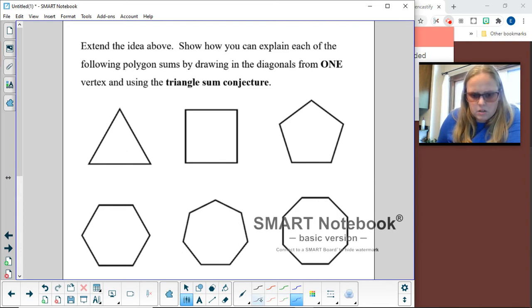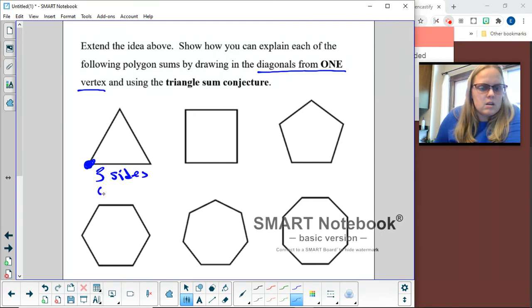All right, so now we're going to find the polygon sum conjecture based on the diagonals from one vertex. So we're going to take one corner and draw all the diagonals from that one corner. Over here on this triangle, here's my one corner I'm choosing. I can't connect it to anything else because it's already connected to both of the other vertices. So this figure has 3 sides with 0 diagonals, and that results in one triangle.